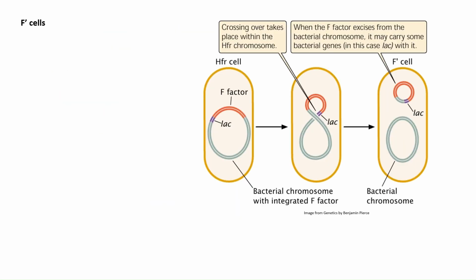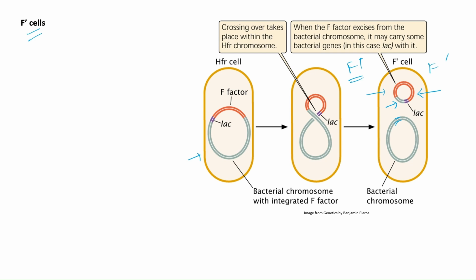Now one more thing is F prime cells. What do we mean by F prime cell? As you can see in the diagram, this is an HFR cell. Sometimes crossing over takes place within this HFR cell only and again the cell becomes F plus type. But this we don't call an F plus, instead we call it an F prime. Why? Because as you can see, when it gets separated as an extra chromosomal part, this gray region of the chromosome is also present here. So this is called F prime cells.